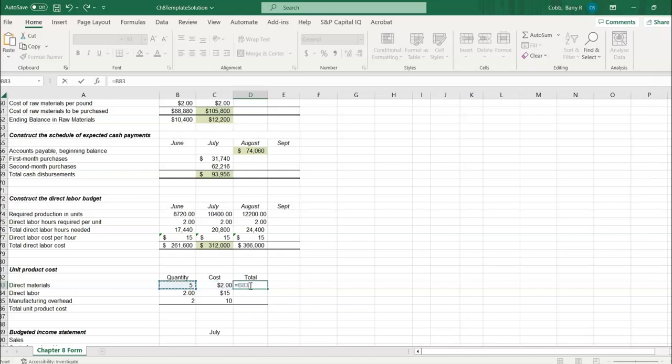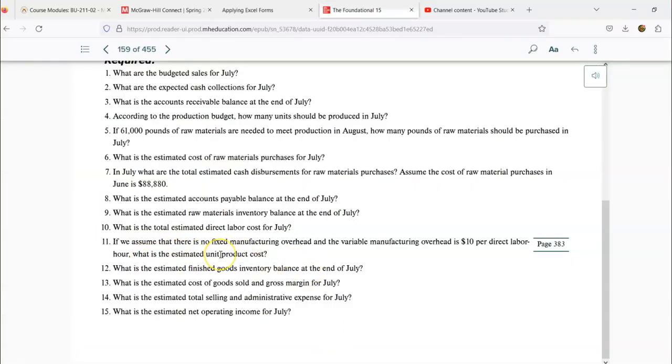So if we multiply this, we'll get the direct materials cost as the quantity times the unit cost, the direct labor as the number of hours times the cost per hour, the variable manufacturing overhead applied at 2 direct labor hours per unit times 10 per direct labor hour, and that will give us the total unit product cost of $60. And that would be the answer to the question that says, what is the estimated unit product cost?